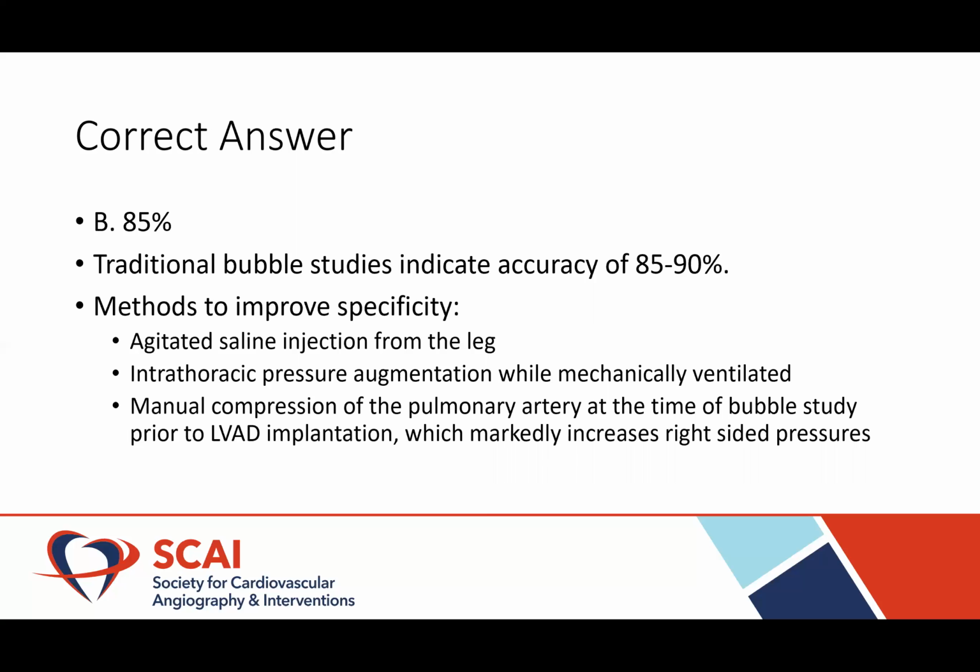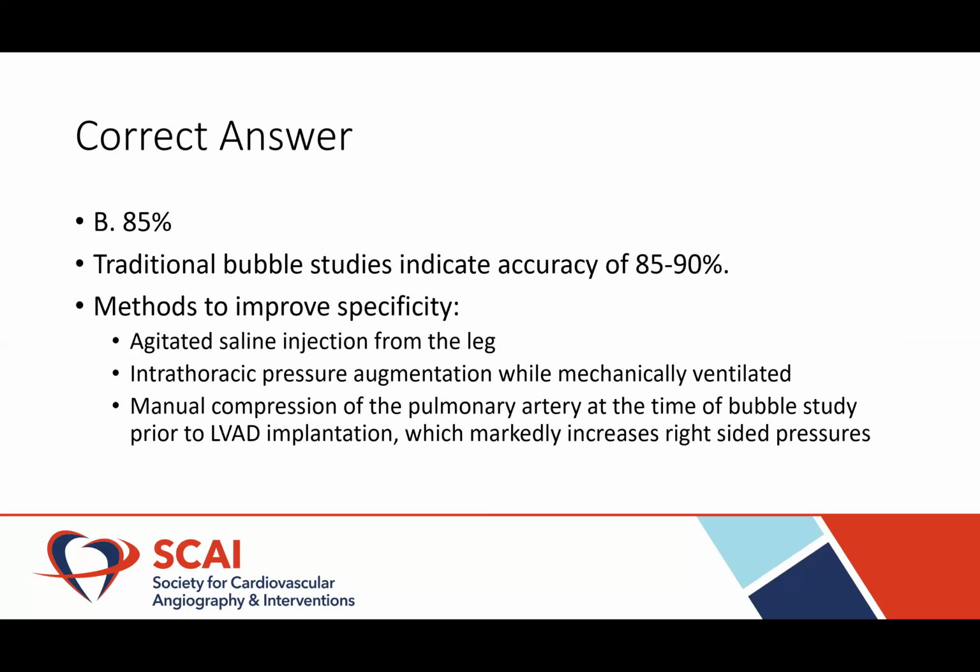Traditional bubble studies indicate an accuracy of 85 to 90% in identifying a patent foramen ovale. There are a few methods that can improve the specificity of the test. One is by utilizing the eustachian ridge by injecting agitated saline from the leg, particularly using the right leg is our preferred approach. The patient's intrathoracic pressure can also be augmented, particularly using mechanical ventilation or by mechanically pressing on the abdomen at the time of the bubble study.